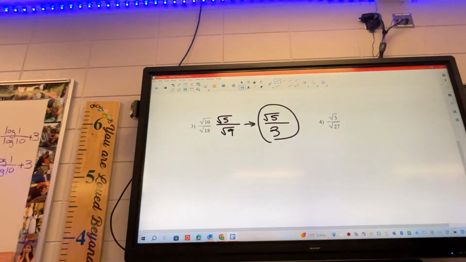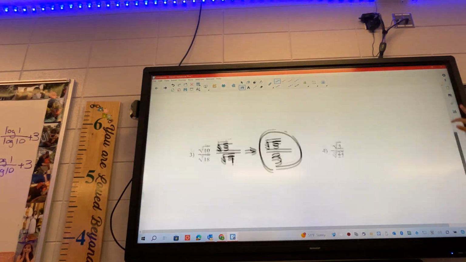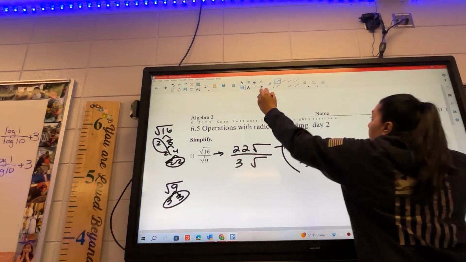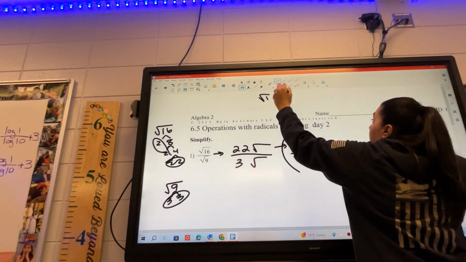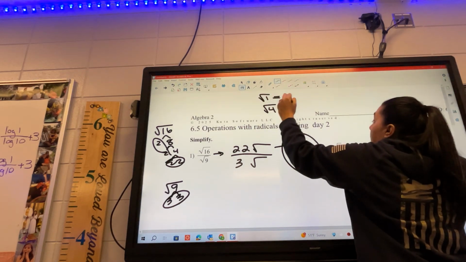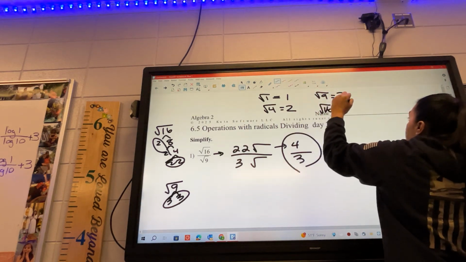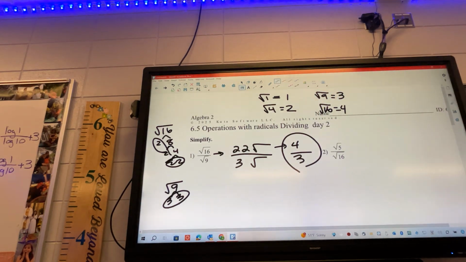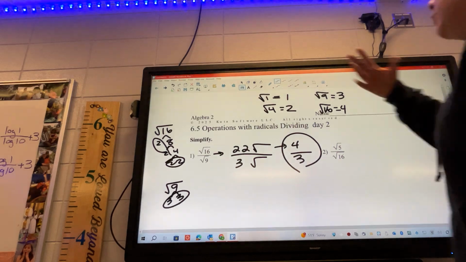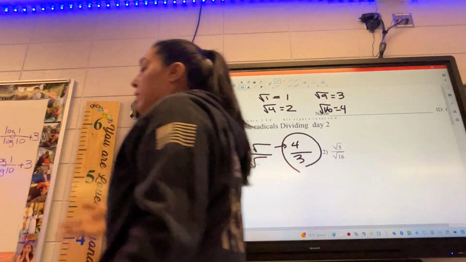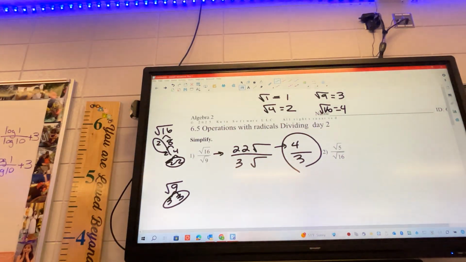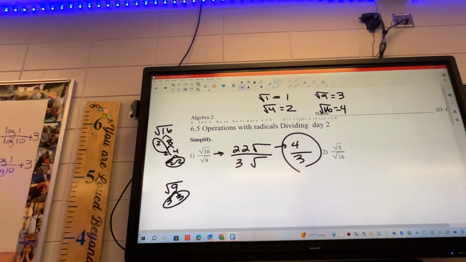If you don't remember them, then do this on the very front of your sheet. Say square root of 1 equals 1, square root of 4 equals 2, square root of 9 equals 3, square root of 16 equals 4. If you don't have them memorized, write yourself a note on your sheet. You could do it all the way up to 1 through 12, which is really what you should have memorized. I'm going to be honest, all the square roots from 1 all the way to 12, you should have them memorized.